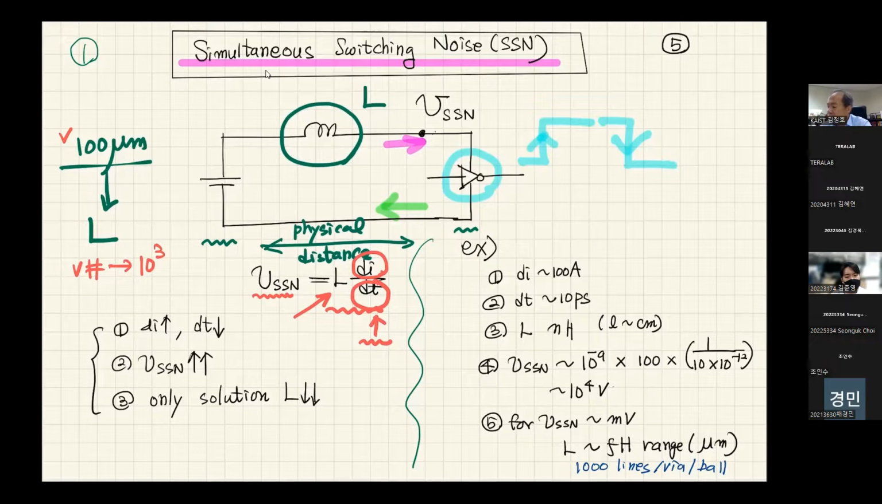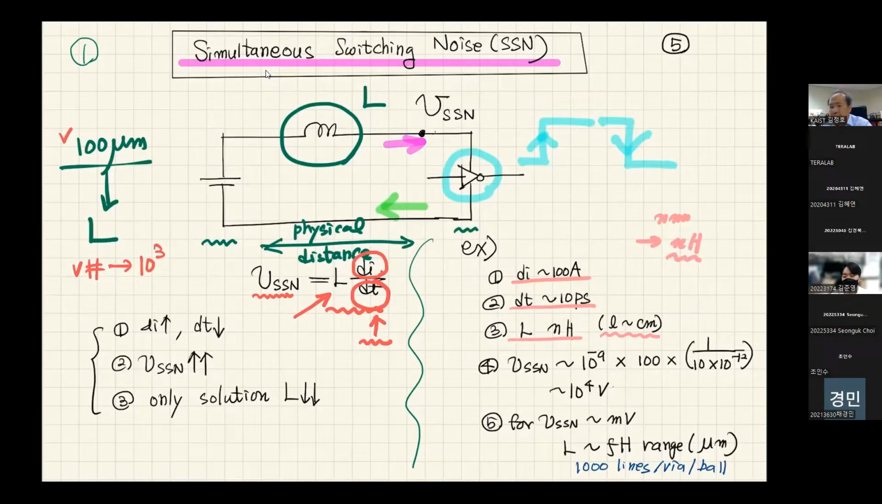For example, let's calculate a little bit. Let's assume that switching current is 100 amps, including core and I/O. And let's assume switching time is 10 picoseconds. And let's assume that inductance is at nanohenry level. Usually, if your interconnection length of the power supply circuit is centimeter level, it is usually a 10 nanohenry level. If your interconnection length is about a millimeter, I remember it is usually in the nanohenry range.